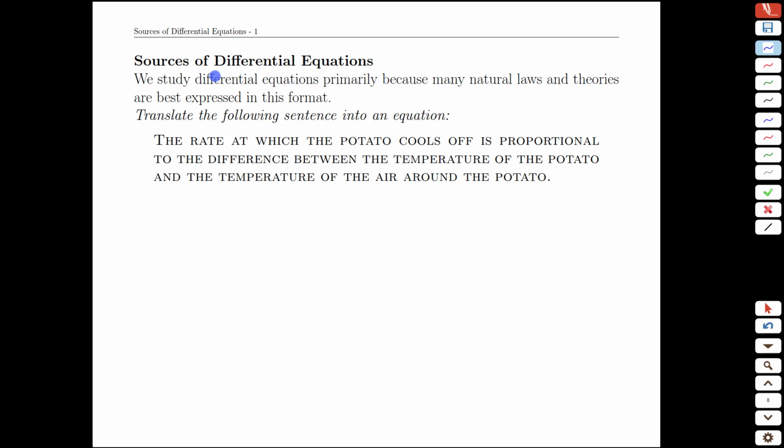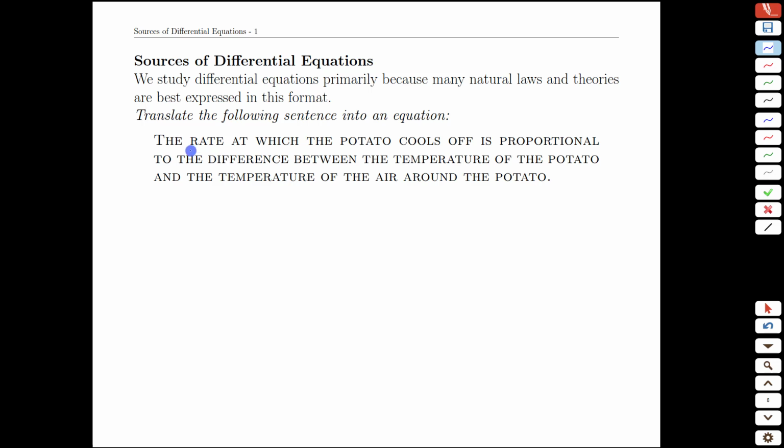In this video, we're going to look at possible sources for differential equations. Where do they come from? In the sciences, they come because natural laws and theories are best expressed with differential equations. We're going to explore this by looking at a few scenarios and sentences that come up in the natural sciences and seeing how they turn into mathematics.